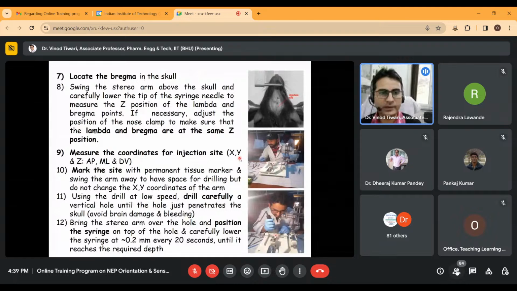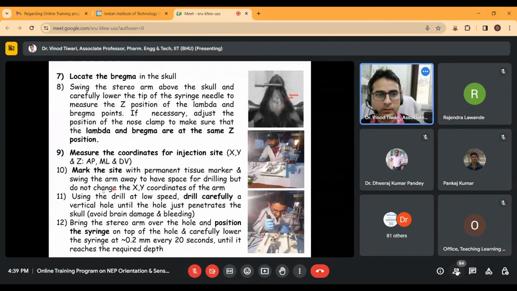And then these are the coordinates X, Y, and Z, which are designated as anterior posterior. So what you can see here, basically, this is the anterior posterior, like, from the bregma, how much you have to go, towards the eyes or towards the back. If you go towards the eye, this is plus anterior posterior. If you go towards the ears, it is negative anterior posterior.